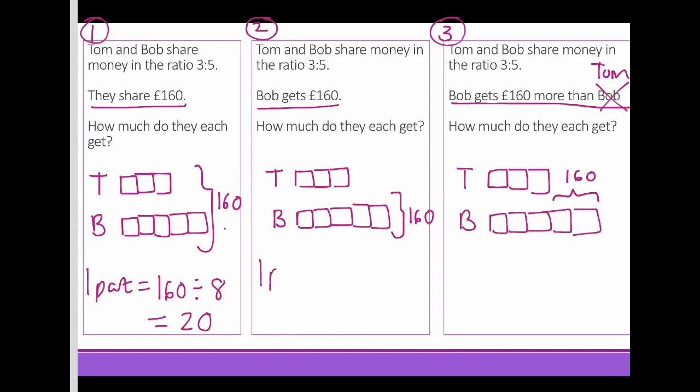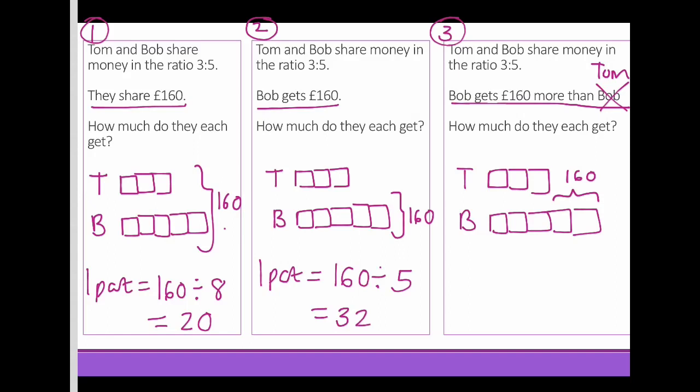Here, 1 part again. Well, it's still 160, but how many parts are 160? Well, it's just this that's equivalent to 160. So it's 5 parts. So I'm going to divide by 5, and that would give me 32.